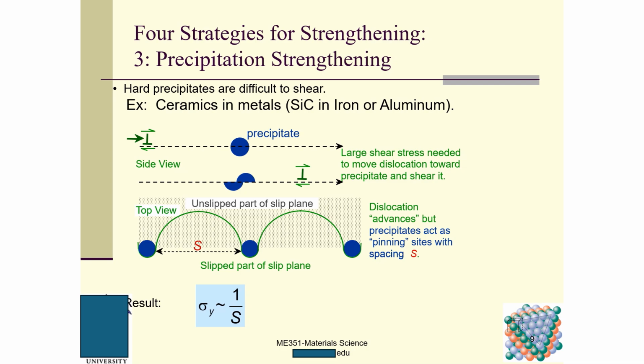Does that make sense? Physically speaking, it is understandable, right? The more precipitates you have in this host material, the harder it is to shear the material, because more precipitates need to be sheared, and usually they are very, very hard to shear. Any questions regarding the third strengthening mechanism?